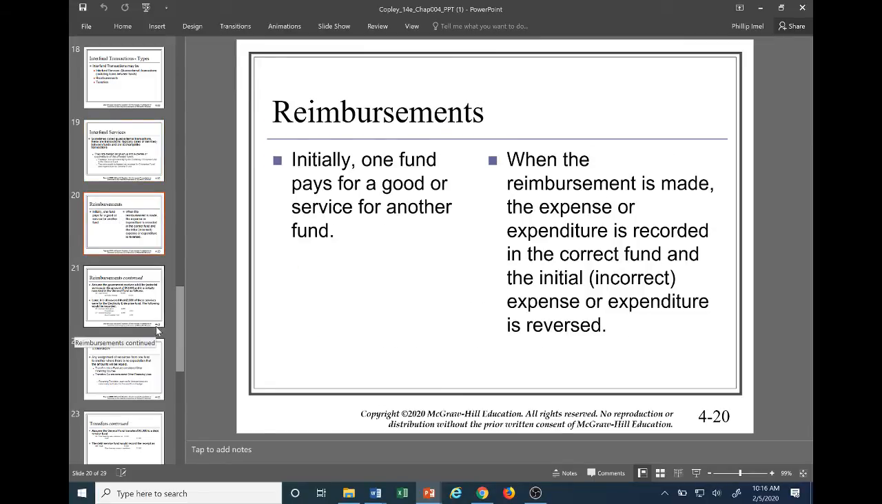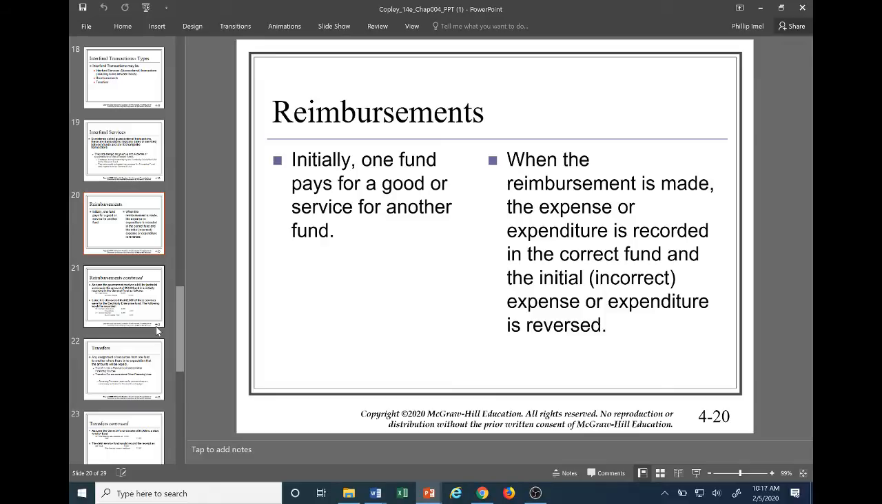Okay, reimbursements. This is going to happen when initially one fund pays a bill and pays for a good or service for another fund. They might knowingly pay it, knowing that it's not their bill, and later on be reimbursed. And sometimes they might accidentally pay for more than what they should have, and then just set it up as a reimbursement later. So when the reimbursement is made, the expense or expenditure is recorded in the correct fund, and the initial incorrect expense or expenditure is reversed.